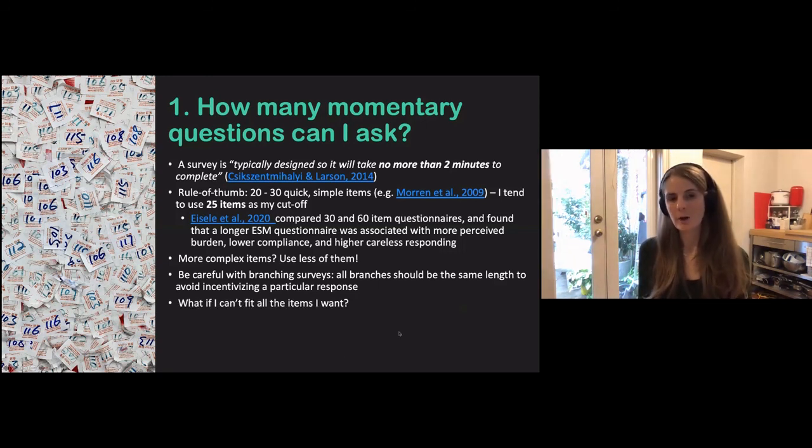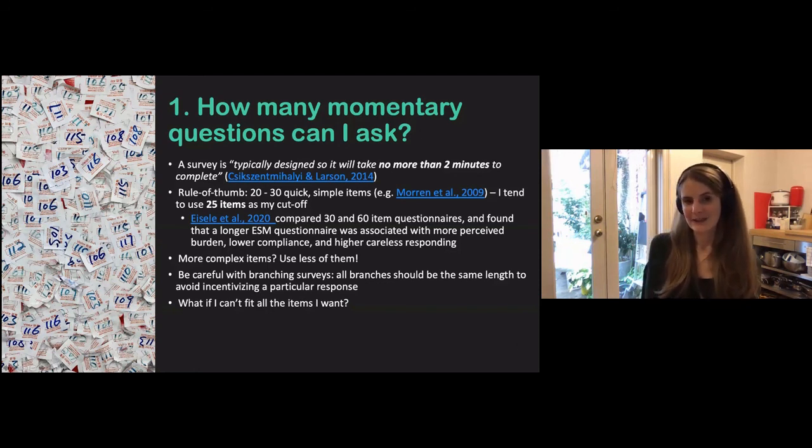So what if you can't fit all the items you want? And you won't be able to. It's very depressing to do an ESM study because usually what I do is start by putting all the items down that I'd want, and then I have to go through and cut them. And it's really sad to cut the items that you spent a lot of time thinking about. But you won't get everything in one study.